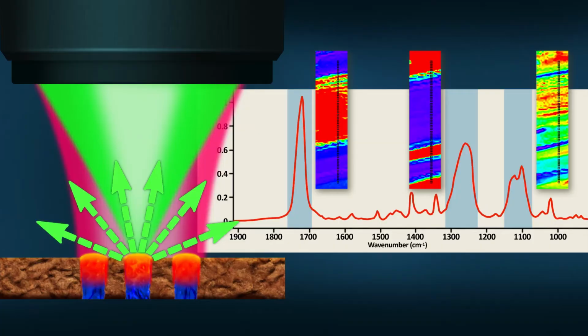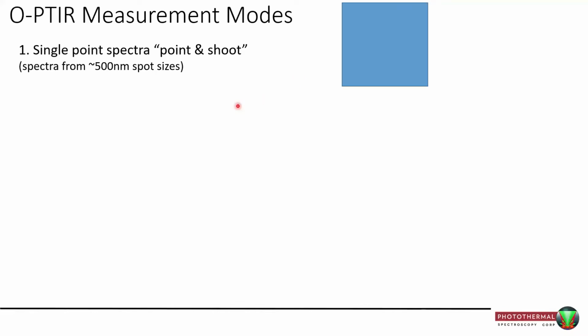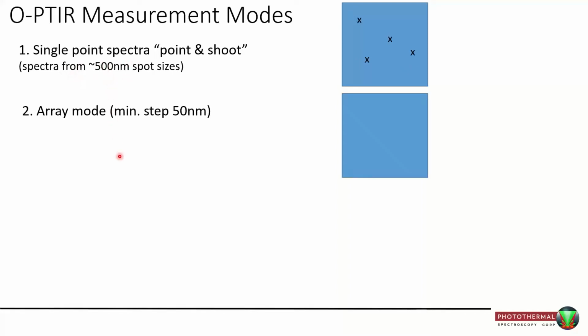All right, when it comes to O-PTIR measurement modes, we've pretty much got three. There's the single point and shoot mode, where if you imagine that's our field of view, you can go click, click, click, and from each one of those points you'll collect a full spectrum. Each one of those points, mind you, is also about half a micron, that's about 500 nanometers. You can work in array mode, where you can do line arrays with minimum step size of 50, but I typically operate at around 100 or 250 nanometer step sizes.